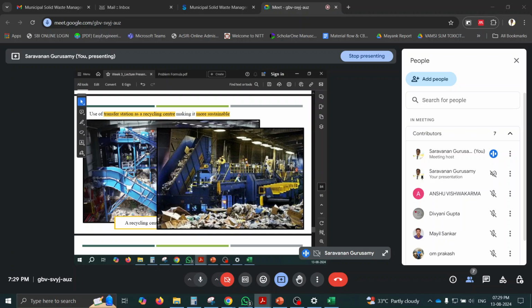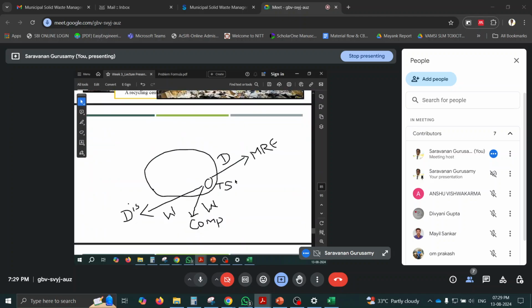Here you can see how the waste was processed, and we can use the transfer station as a recycling center also, like an MRF facility. We can recover whatever recoverable plastics, glasses, metals, and only the waste that must be disposed of will be sent to the disposal site. So if the collection point is here and the disposal site is here, we can make a transfer station, and the remaining things will go to the disposal point. One part of the waste will go to MRF, and the biodegradable will go to the compost point.